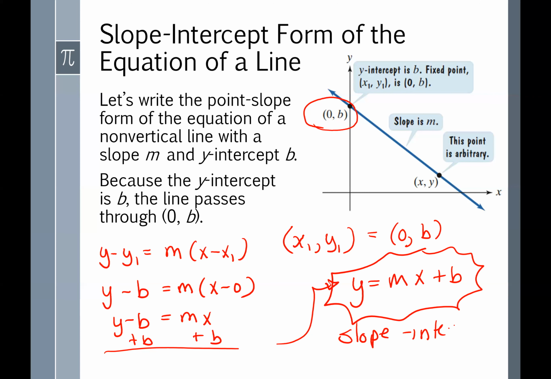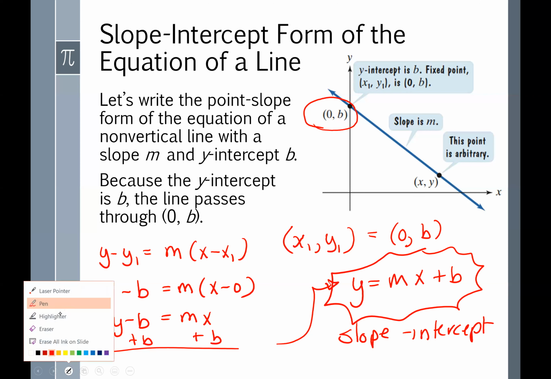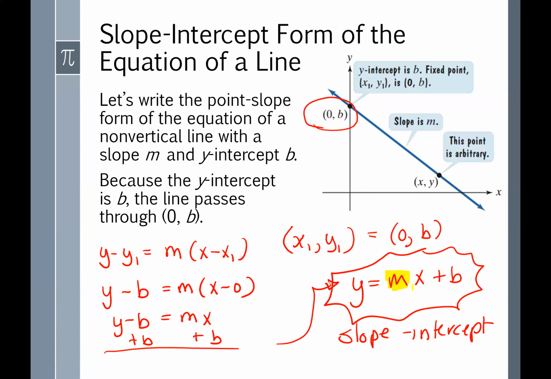Why is it called slope intercept? It's called slope intercept because the number you're multiplying times x, that is the slope. And the number that you're adding on the right-hand side is the y-intercept. So whatever this number is here, that's the y-intercept. So you can look at this equation and you can determine the slope and you can determine the y-intercept.